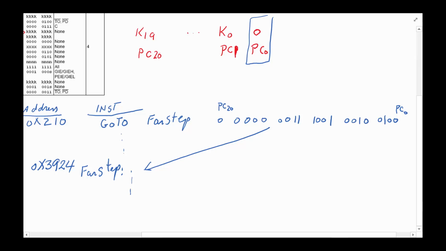Now, I've got to figure out what the K is. That's pretty straightforward. This is going to be K19. This bit is going to be K0, and we basically don't care what this one is because we know it's always 0. Okay, so now what do I do?